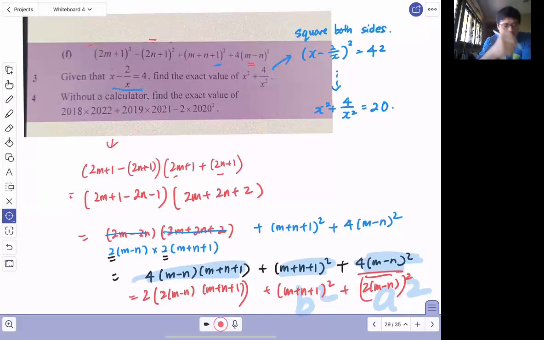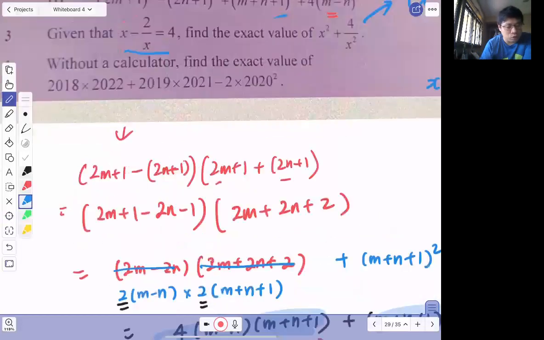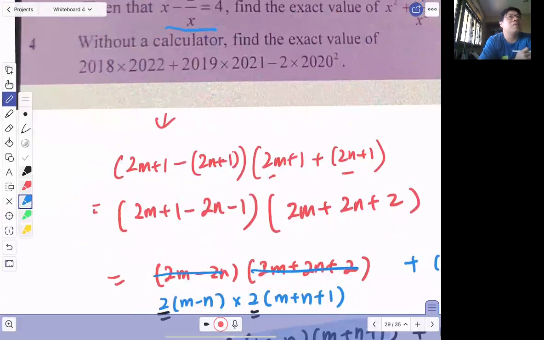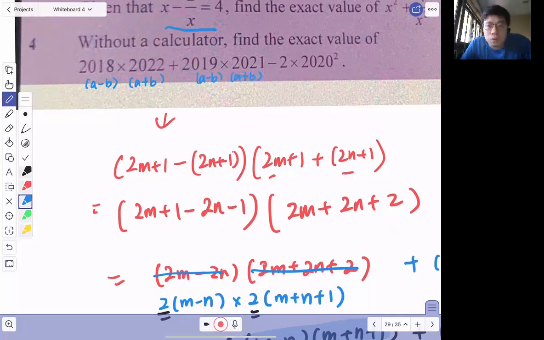Okay. Question 4, are you able to do? Question 4 is very similar to the note example. Okay, you see two numbers. Look, do they look very close to each other? I give you a hint. I'm not going to tell you the answer. Think about A minus B, A plus B. Same for this one. Think about A minus B, A plus B.